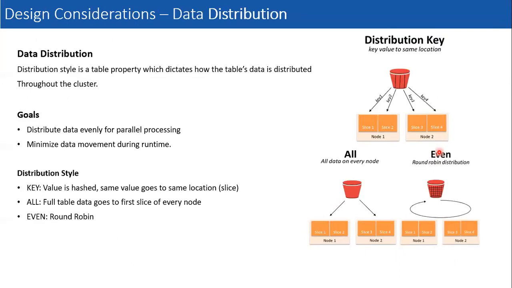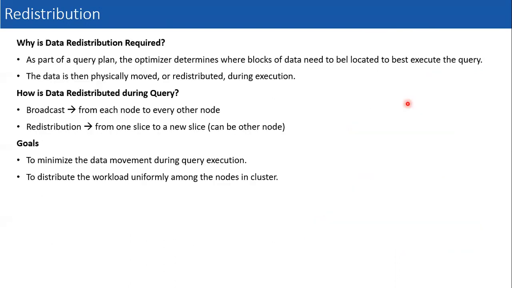So not all tables will fall under key, and not all tables will fall under all. So it's going to be a mixture of all these three. Okay. So when we have these things in place, it becomes necessary to join multiple tables in a query. That is when we get a concept called redistribution of data.